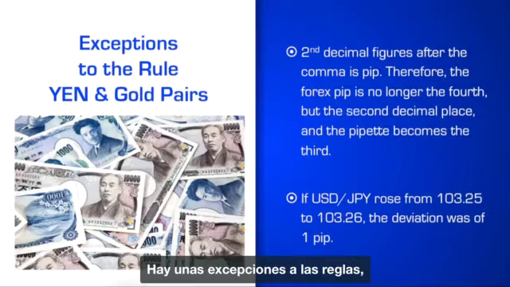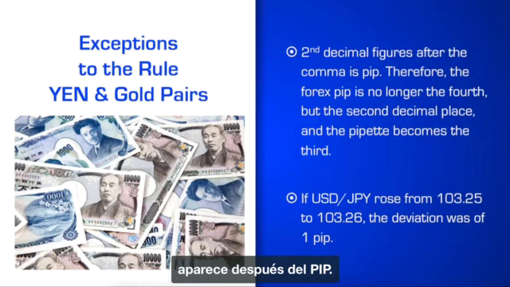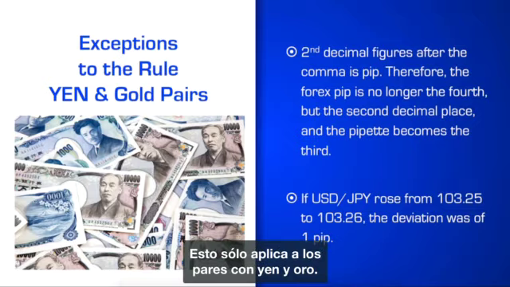There are some exceptions to the rules, such as yen pairs and gold pairs. In yen and gold pairs, the second decimal figure after the comma is the pip. So, for instance, look down here. It says, if USD JPY rose from 103.25 to 103.26, that deviation was 1 pip. Notice there are not 4 digits after the decimal. This only applies to yen and gold pairs.